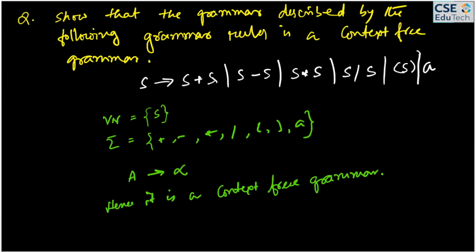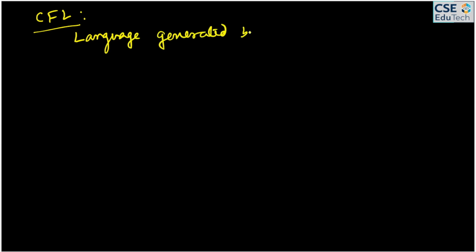Okay. Now, what is a context free language? The language generated by a context free grammar, or CFG, is called a context free language.